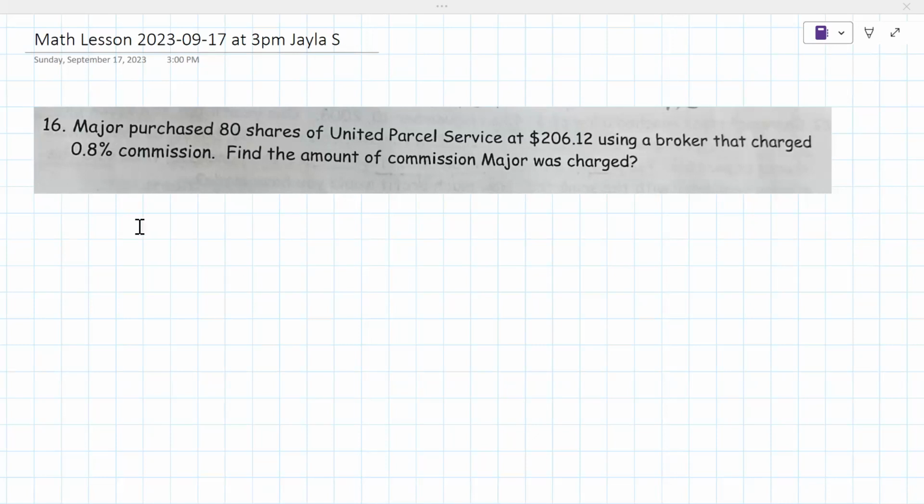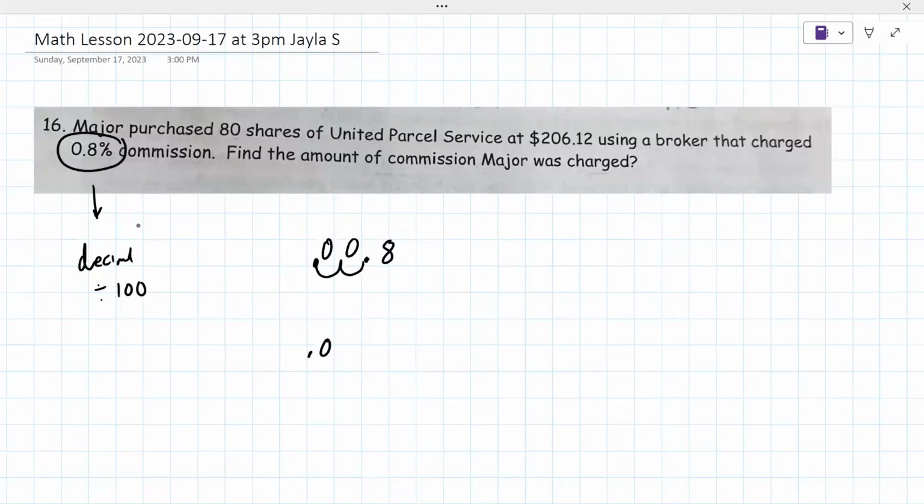So you have to convert this to a decimal, which means you're going to divide by 100. It means you're moving the decimal left 2 places. So this is 0.008, and then you're multiplying that by $206.12.